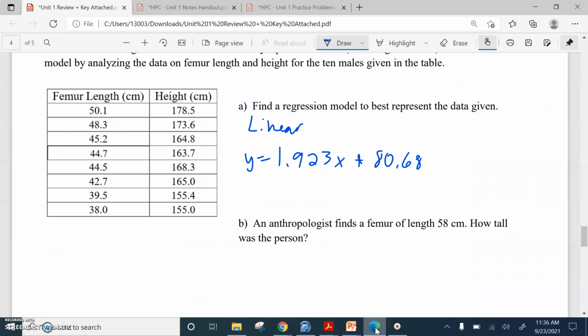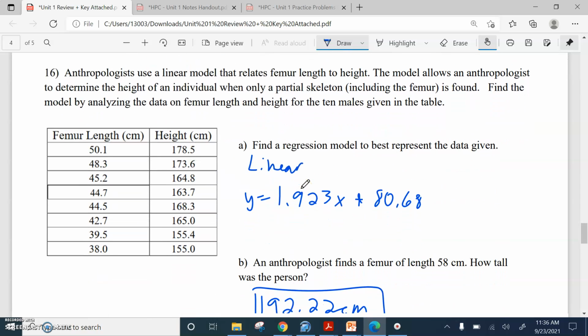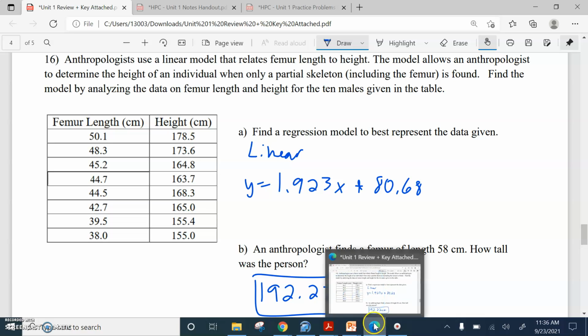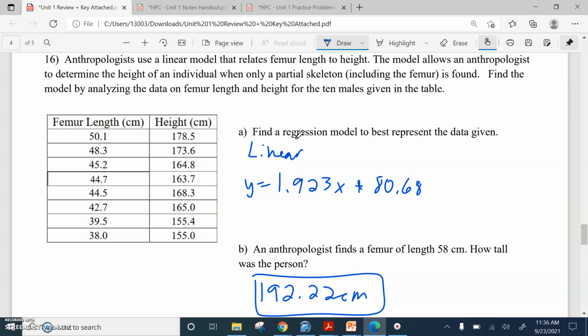So we say that the anthropologist's person was 192.82 centimeters tall. We box that in. So that's how you go about doing these regressions. You put the data in the table, you use the little zoom key, you run through the simulations of the regressions and find the best fit.